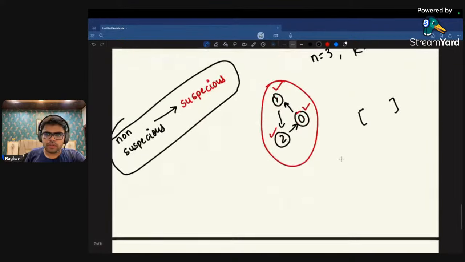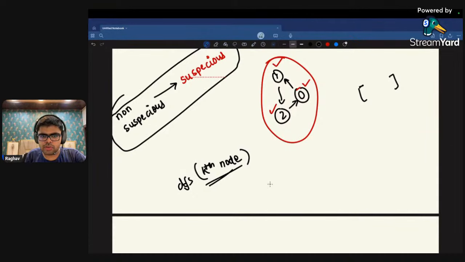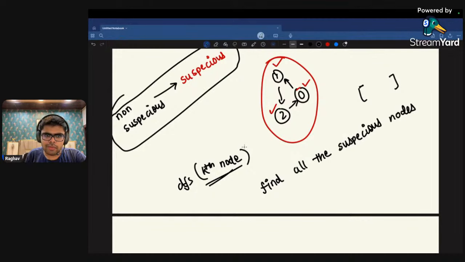First of all, since we already know about the kth node, the node which has the bug, we can run a DFS from this node to find out all the suspicious nodes with the help of this DFS.